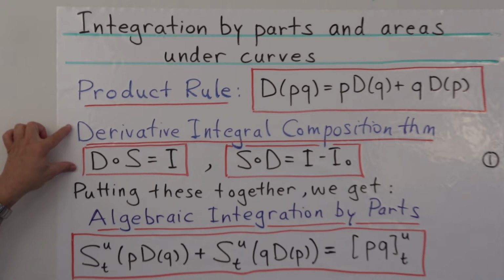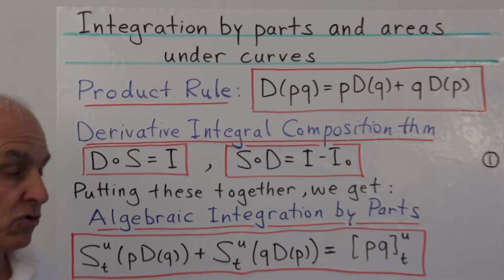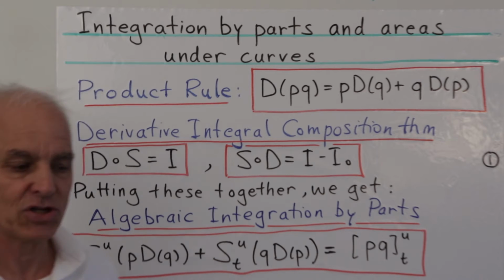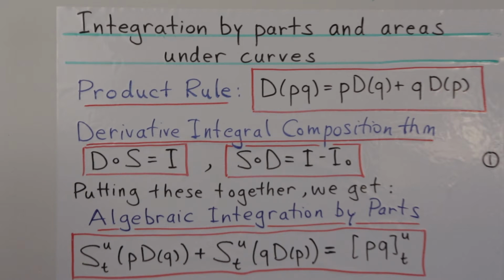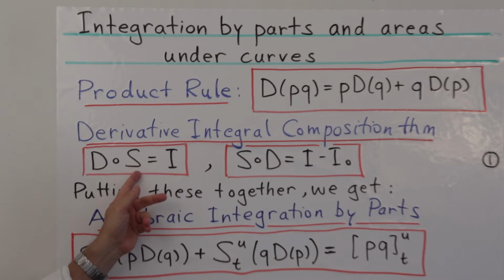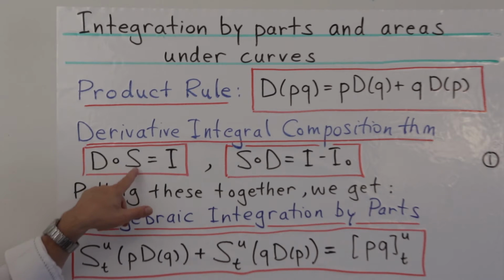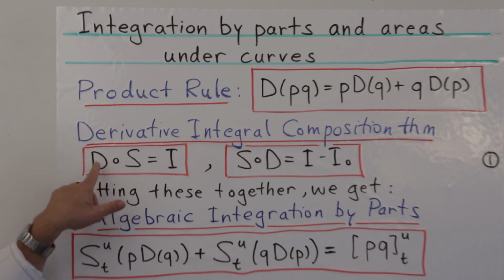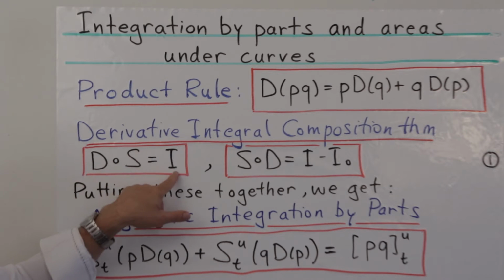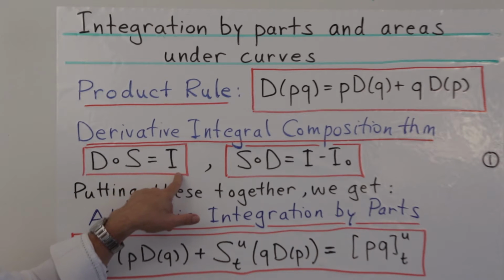The other ingredient that we need is the derivative integral composition theorem, which tells us what happens when we combine a Faulhaber derivative with a Faulhaber integral. So the first one is, if you do the integration first and follow it by the derivative, then you get back to where you started. So I represents the identity operator.